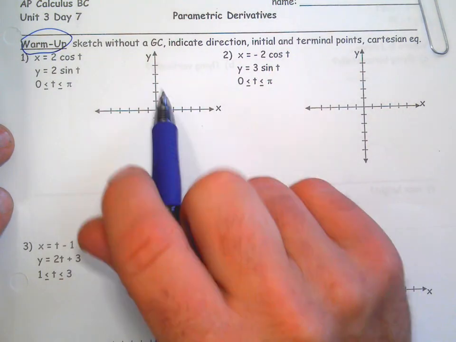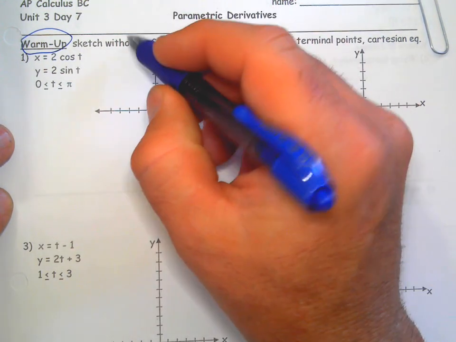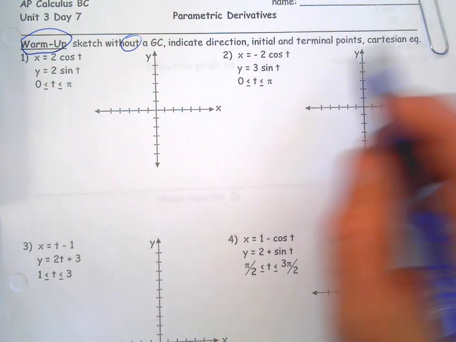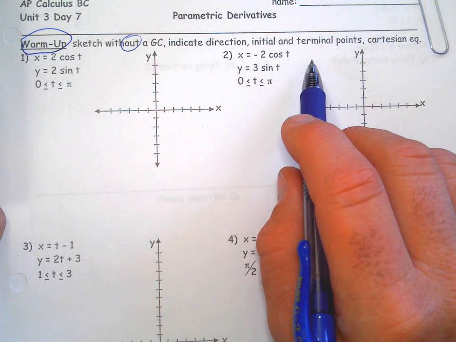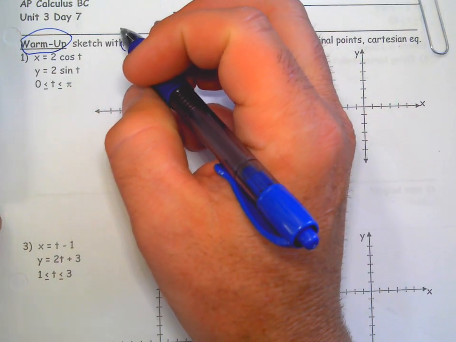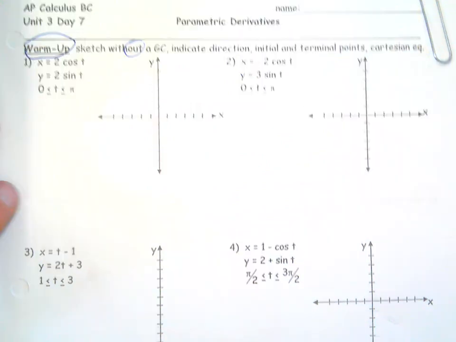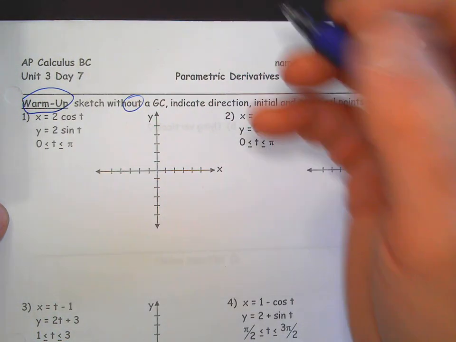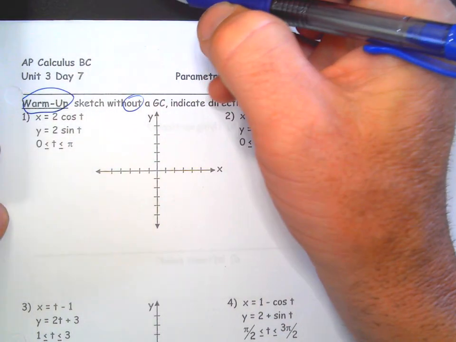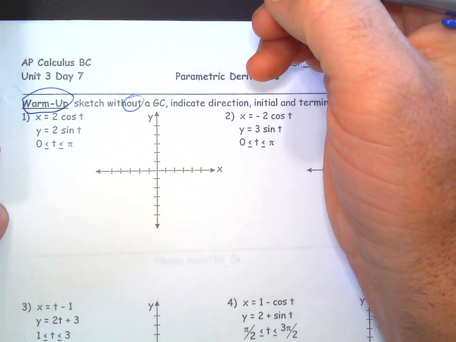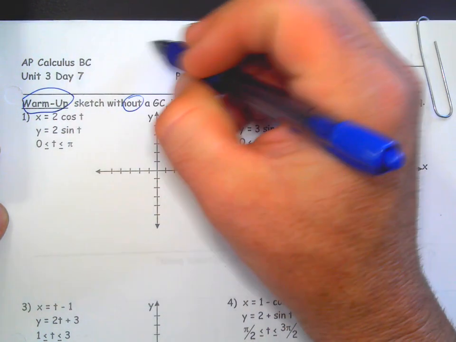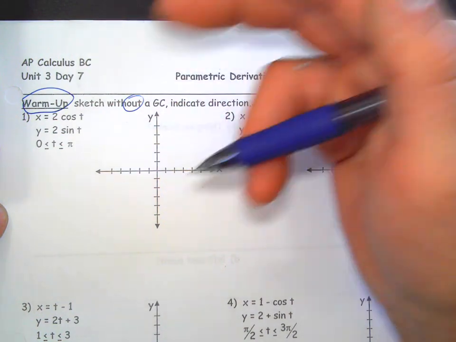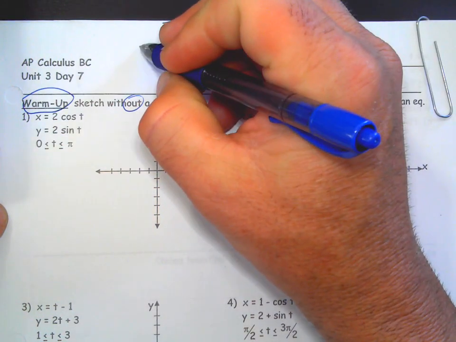Okay, so we're going to try and sketch it without a graphing calculator, indicate direction, initial and terminal points, and the Cartesian equation. So the same kind of stuff I've been asking you to do and you're supposed to do in your assignment. Now, I think it's best to try and get these into a Cartesian equation first. All these ones that have trig, which are a lot of these, are probably going to be conic sections: parabolas, circles, hyperbolas, ellipses. And to get them together into a Cartesian equation, which has just x and y and no t's, a single equation instead of two, you need to use the Pythagorean trig identity.